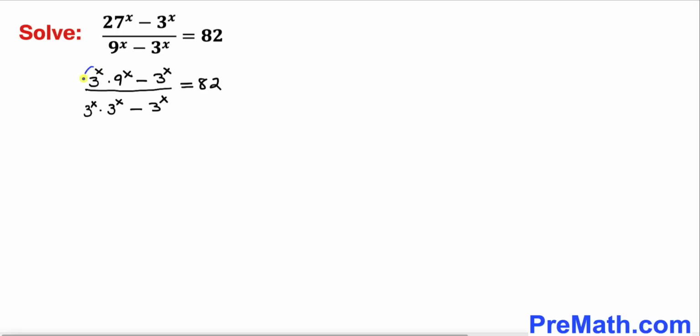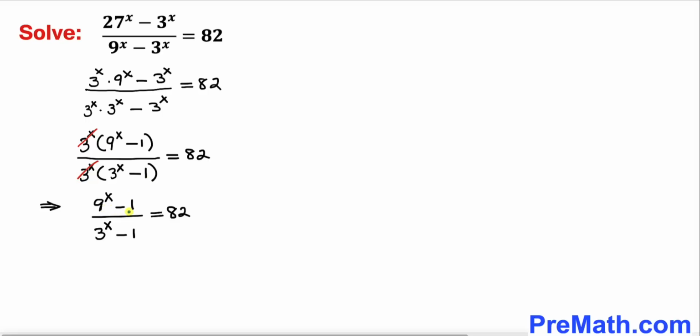And now we can see that 3^x is common in the numerator, and likewise 3^x is common in the denominator as well. So I can factor out 3^x on the top, and inside the parentheses is going to be 9^x minus 1, divided by 3^x times (3^x minus 1), equals 82. And now we can see this 3^x and 3^x are gone. So we end up with (9^x minus 1) divided by (3^x minus 1) equals 82.